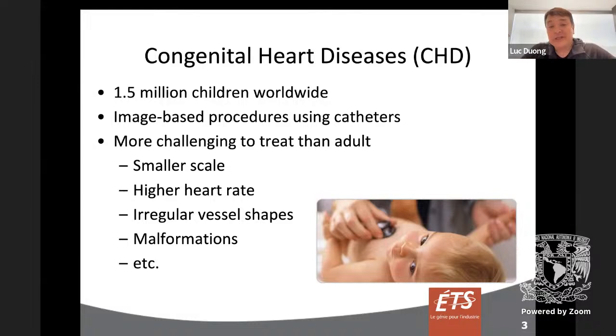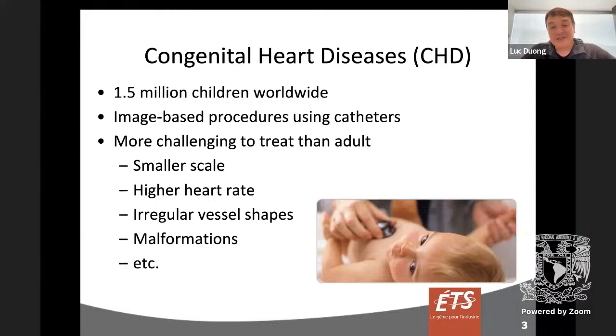However, it's more challenging to treat than adults because it's a smaller scale. The patient has a higher heart rate. Also, like the congenital heart disease mentioned, it has irregular vessel shapes, or the vascular or anatomical structures are very different. It's still developing and so on, and we have malformation.